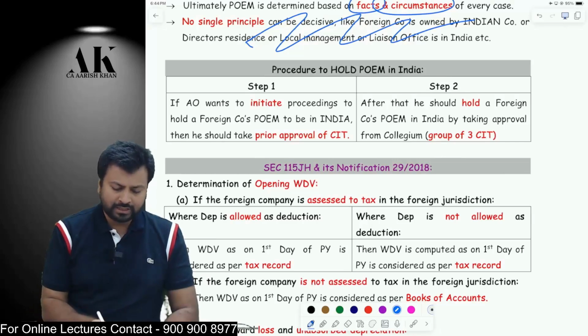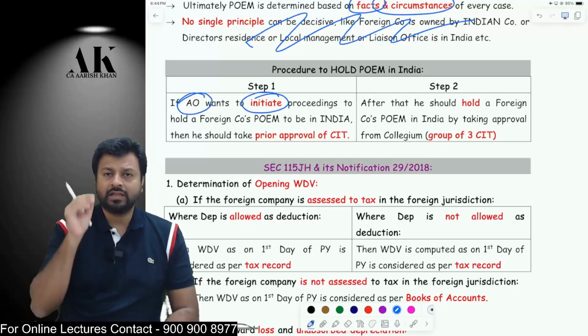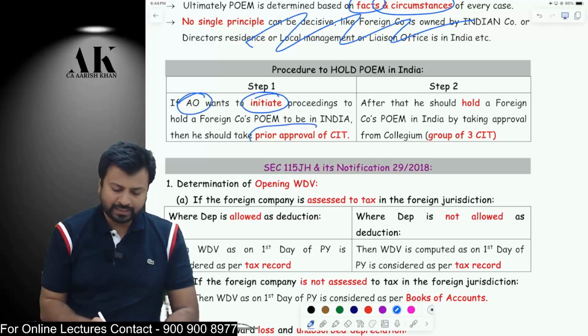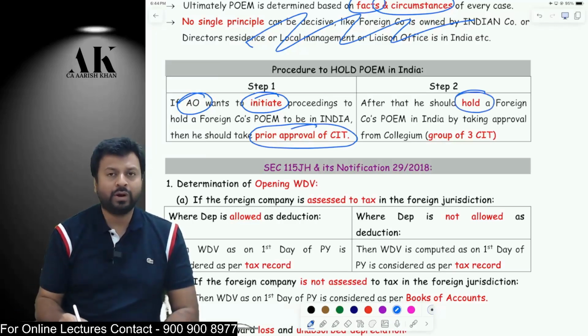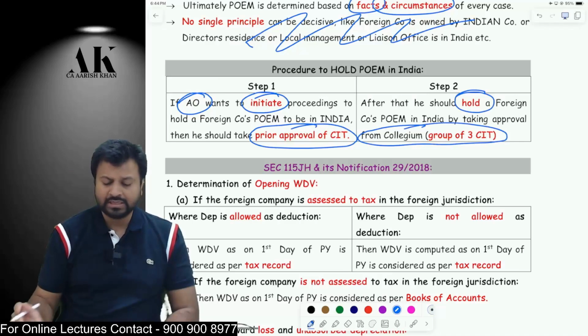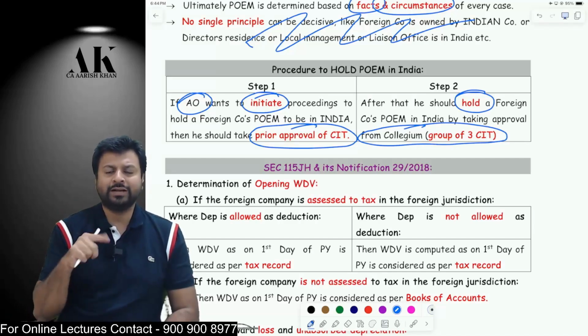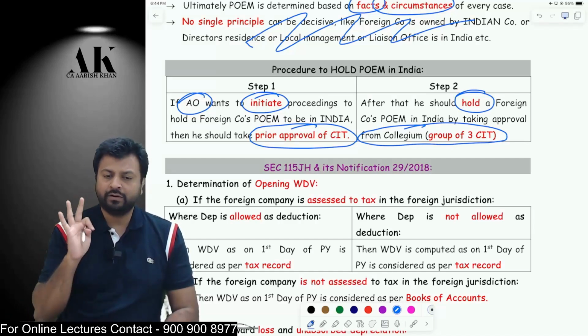First of all, the department, that is the assessing officer, will initiate the proceeding that the company has a POEM in India by taking an approval from the Commissioner of Income Tax. And then he will pass an order by taking an approval from a group of 3 commissioners, that is a collegium of 3 commissioners. So while initiating the proceeding, he will take an approval from 1 commissioner, and to conclude the proceeding, he will take an approval from 3 commissioners.